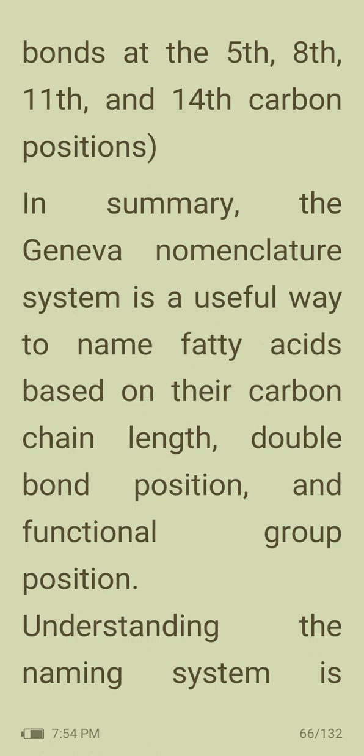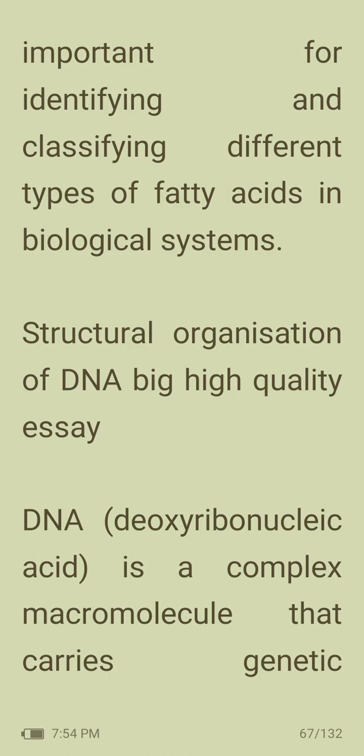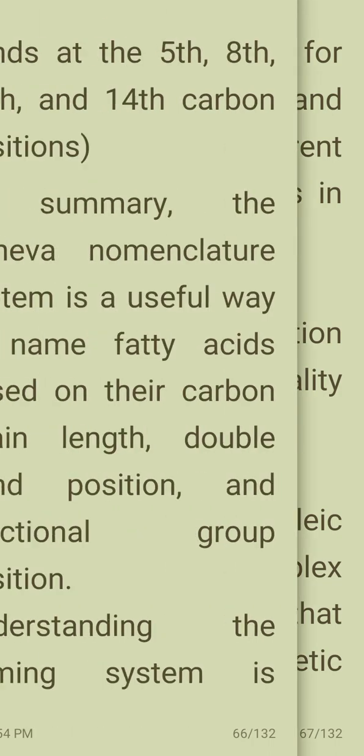In summary, the Geneva nomenclature system is a useful way to name fatty acids based on their carbon chain length, double bond position and functional group position. Understanding the naming system is important for identifying and classifying different types of fatty acids in biological systems. So that's it about Geneva classification.